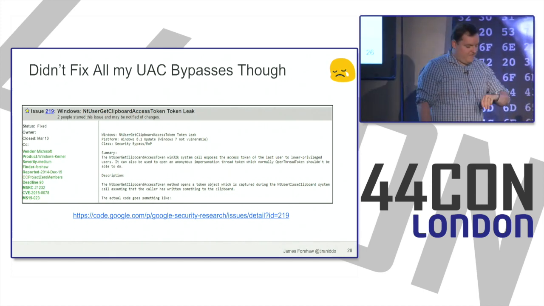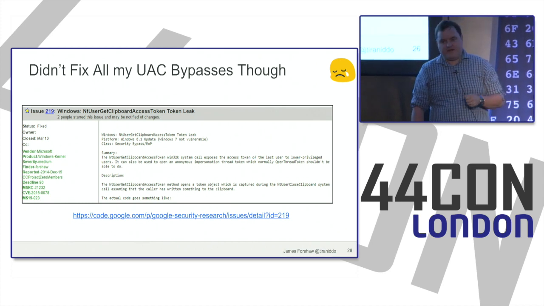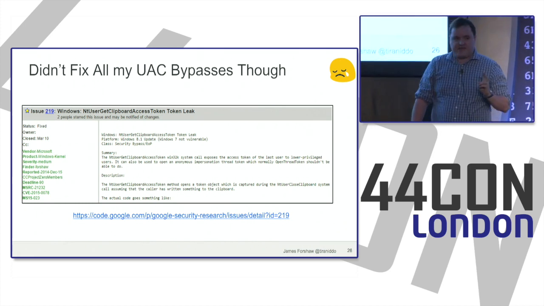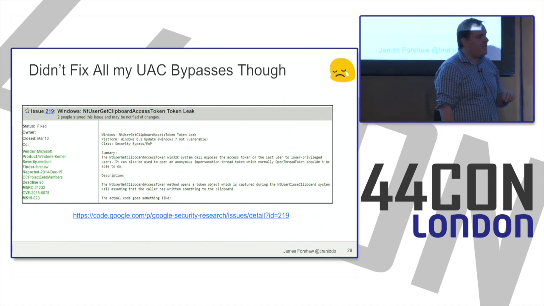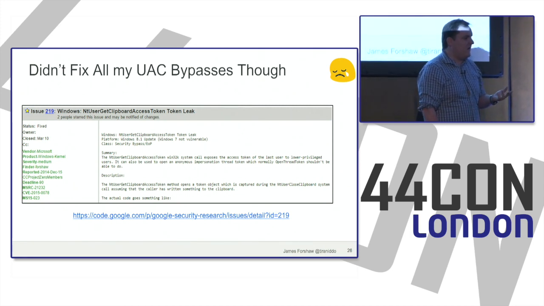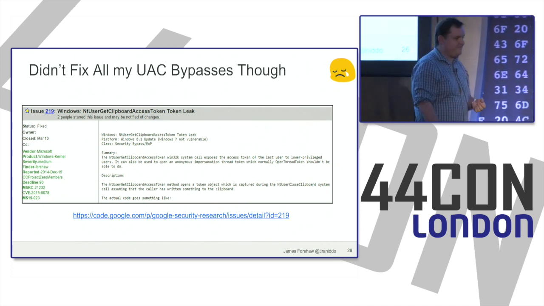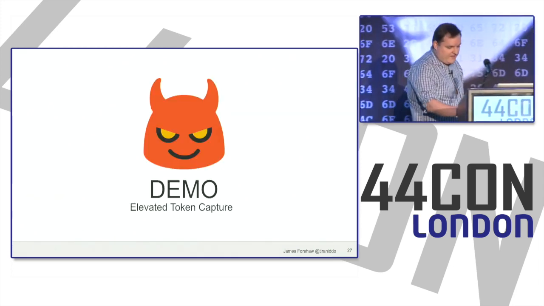But of course, not everything gets fixed. So this is a bug in Win32k. They've actually had two goes at fixing this now, but neither of them actually fixed the UAC bypass aspect to it, because it's not a security boundary, of course. So let's have a quick demo of that.